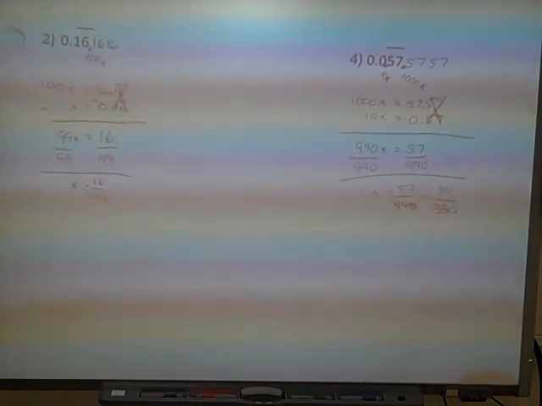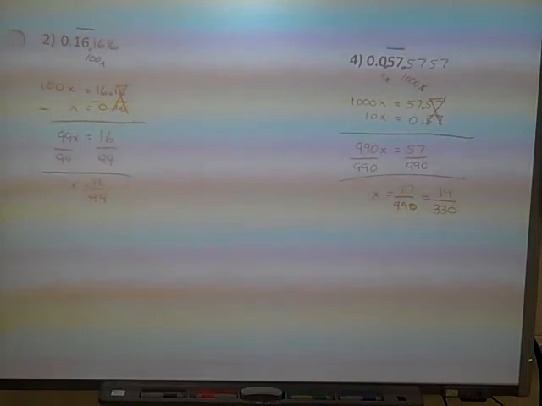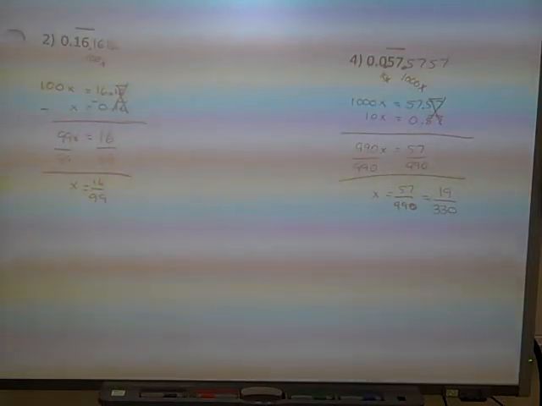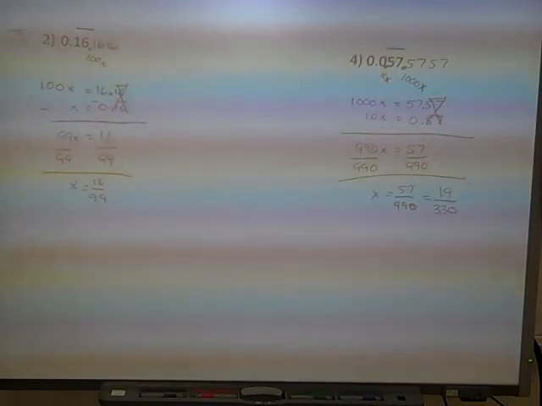Number 3. We had 0.16 repeating. Okay. Very similar to the last one, you're going to go ahead and move your decimal place over twice to 100x. You're eventually going to get 99x equals 16. Go ahead and divide them. And then x is equal to 16 over 99. That is the simplest form.